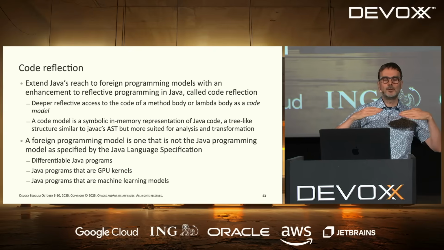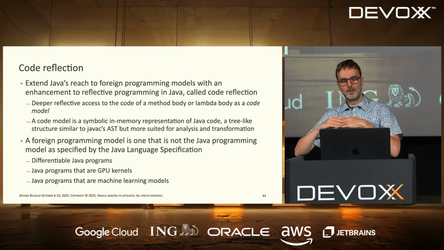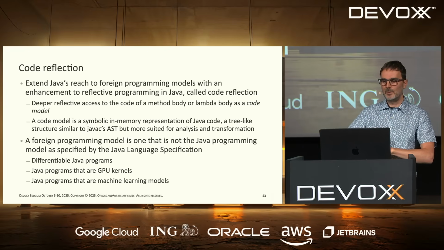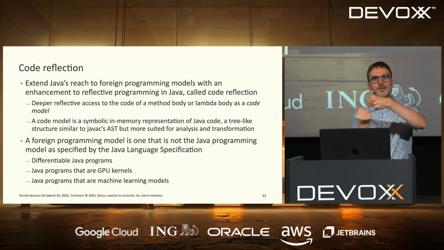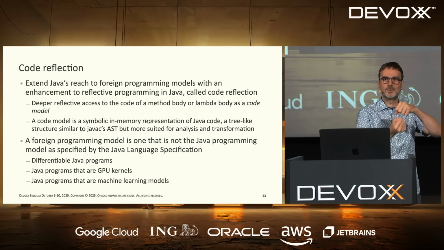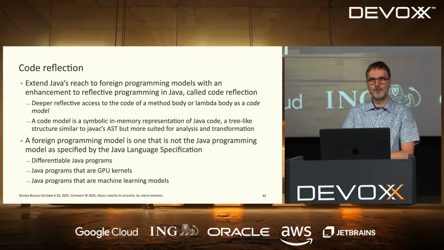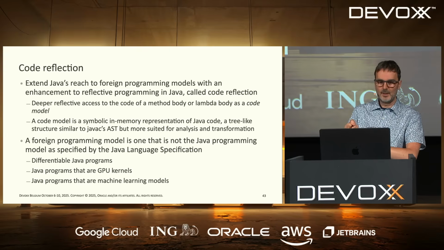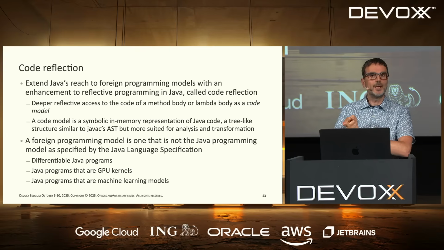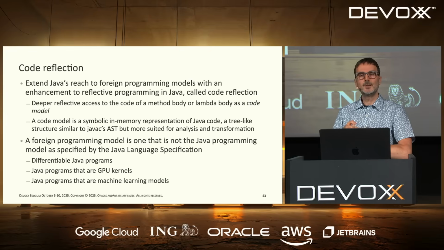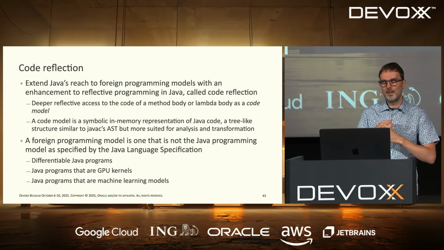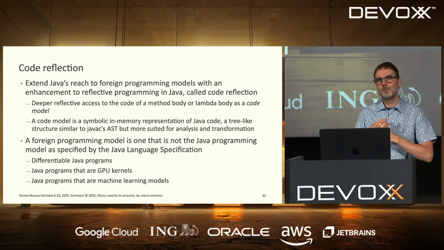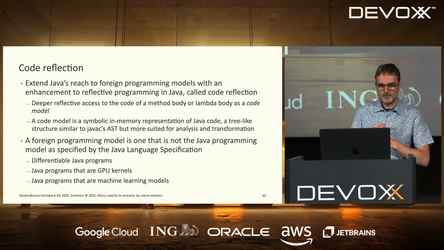So we extend Java reflection and give deeper access to the code in a method body or a Lambda body at runtime. And we call what you get access to a code model. It's a symbolic representation of the code. It's different to bytecode, and it's different to the javac AST compiler. It's really a tree-like structure, similar to javac's AST, but it's more suited to analysis and transformation. It's more like the structure you'll see in MLIR, which is part of the LLVM community.